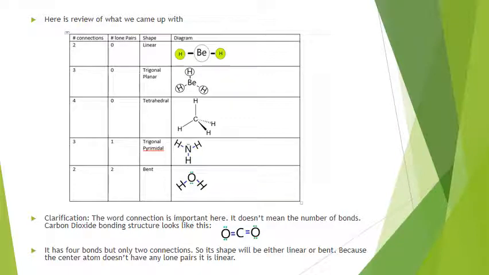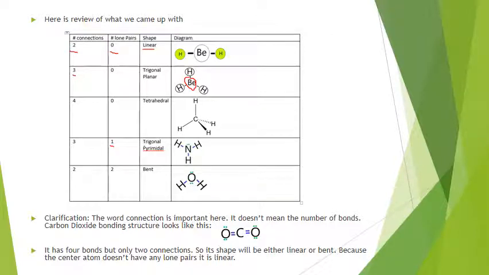Okay, so let's put it together in terms of the connections, lone pairs, and the shapes. When you have two connections to the center atom and no lone pairs, the shape will be linear. If it has three connections to the center atom and no lone pairs, it is trigonal planar. If it has four connections and no lone pairs, it's tetrahedral.